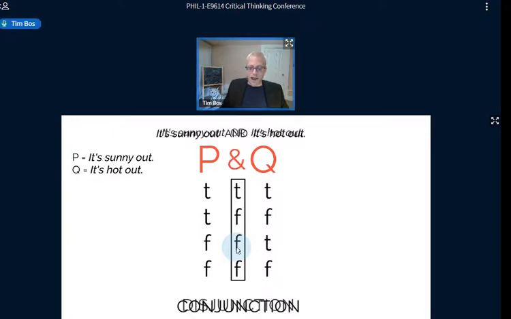So the and and the or, I've said, are really pretty intuitive. You already know that an and statement is only true in that top row, where you see T for P and T for Q, because both sides of a conjunction have to be true for the whole statement to be true. So you can just memorize that rule: a conjunction is only true if both sides are true. In all other cases, it's false.